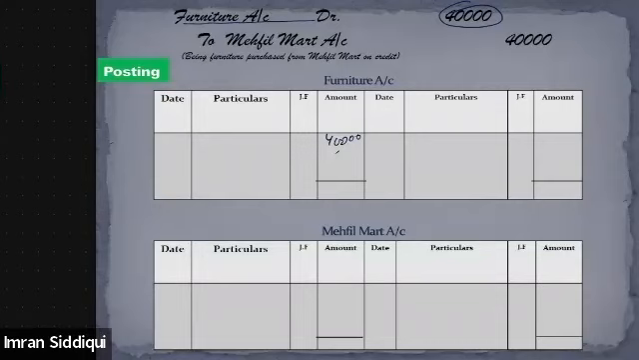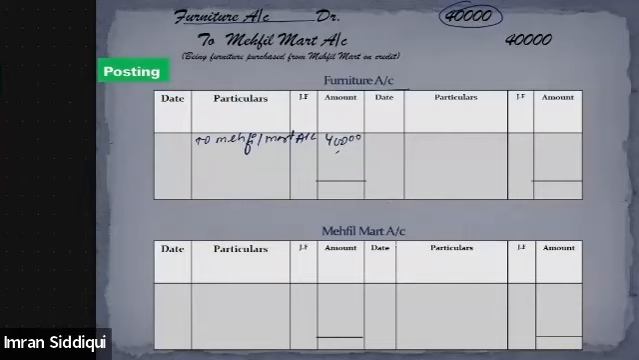But pay attention, try to understand. In the furniture account, we will be writing "To Mehfil Mart account". The name of the Mehfil Mart account will be written, not the furniture account. Whenever you prepare the furniture account, you won't be mentioning the furniture account itself while recording the transaction in it. While transferring the journal to the ledger, since the furniture account is debited by 40,000, we will write down "To Mehfil Mart".